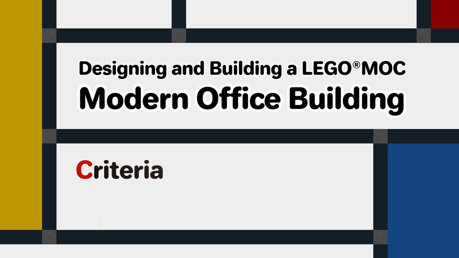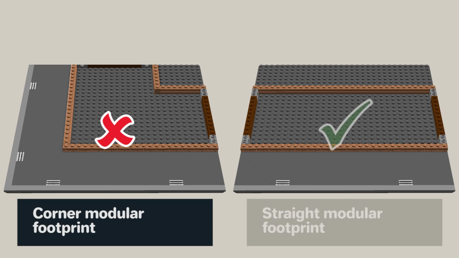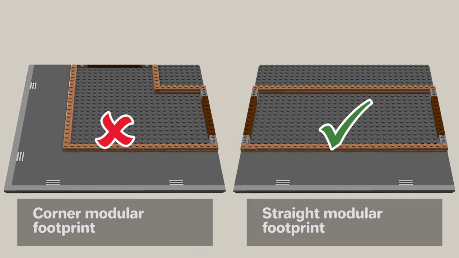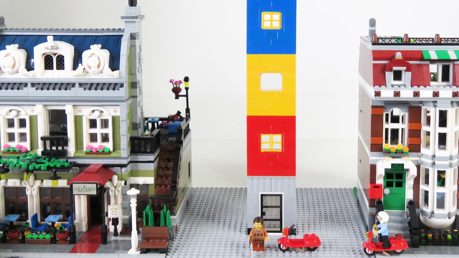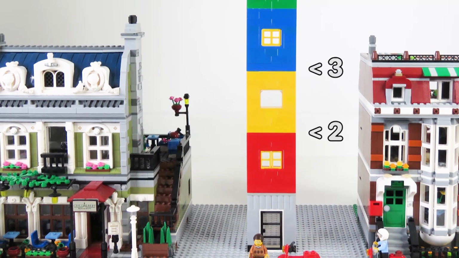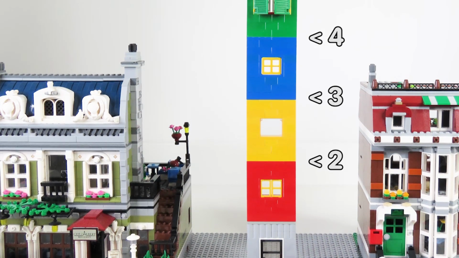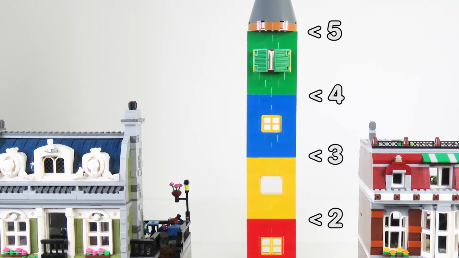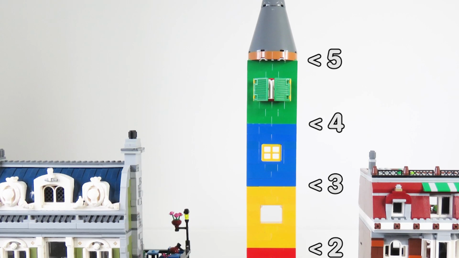Now let's look at the criteria for this MOC. I do want the building to be an interesting shape, but I don't want too many complications with the shape of the building, so I'm going to keep it as a straight modular building. I would like it to be a reasonable height, but not so high that it dominates the city. So I'm thinking that a 4 or 5 story building would be in proportion and look reasonably realistic for a major office building.